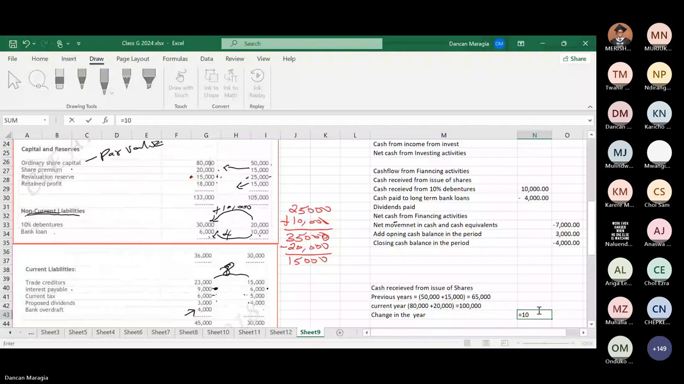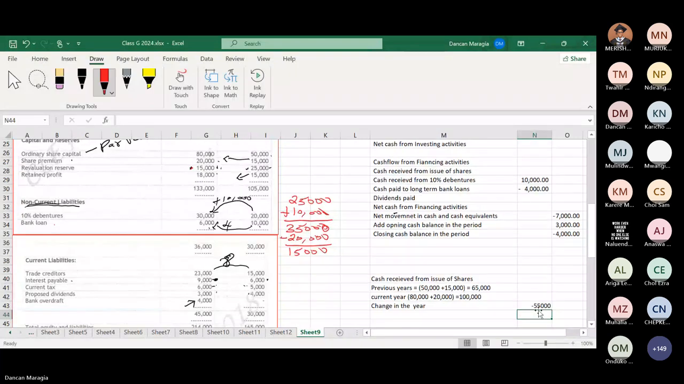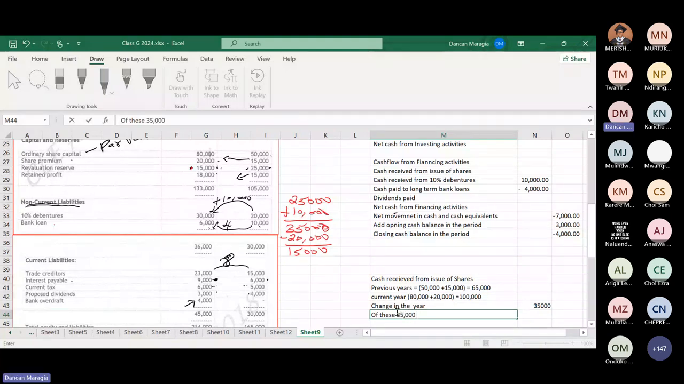100 minus 65. So not 55, 35. Yes. So if the change in the year is 35, but we know of this 35, 20,000 of it came from where? From bonus shares. Bonus issues. So it means with a bonus issue, we never received any cash.